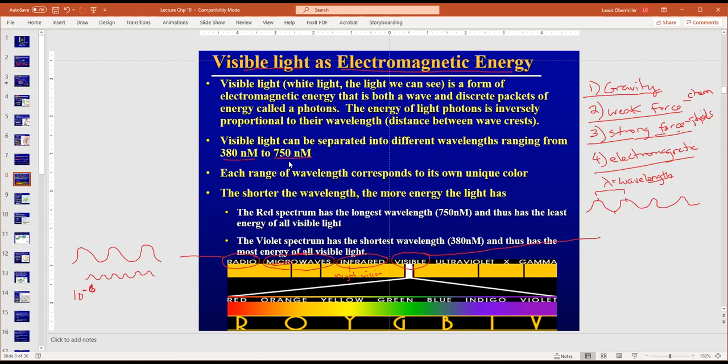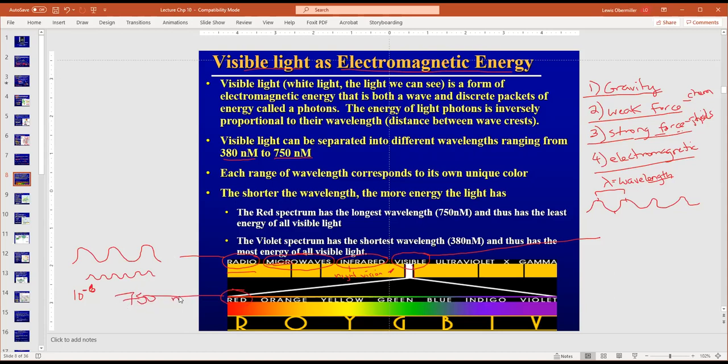So which one's bigger, 750 or 380? It's not a trick question. Are you guys there? 750. Yeah. So on this end, remember, these are the big ones, but we're getting smaller and smaller. But on this end, on the red end, is the 750.